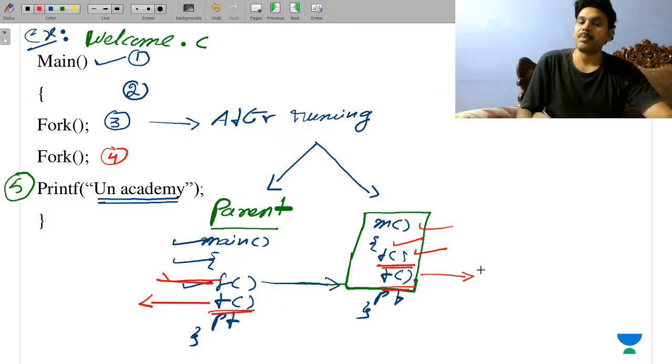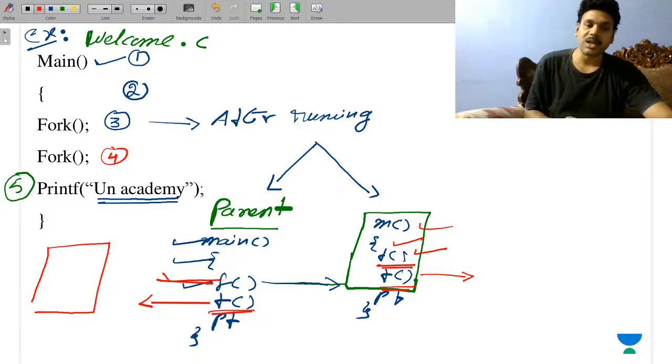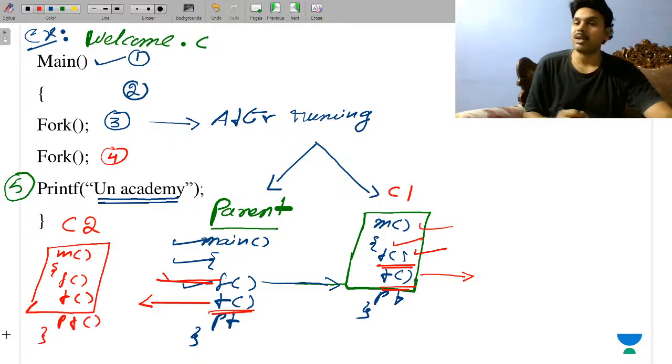Then what is going to happen? This fork, when you call it, is going to create one more child here. Please understand carefully. One more child is created here because of this fork, and it consists of the same main here, a fork statement, a fork statement, a printf statement and bracket close.